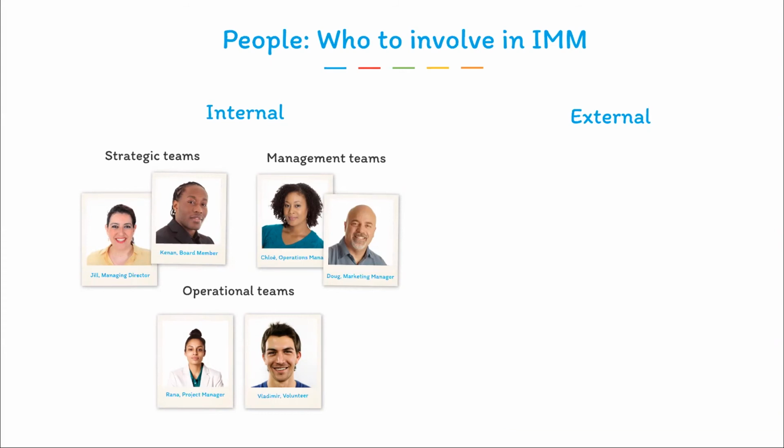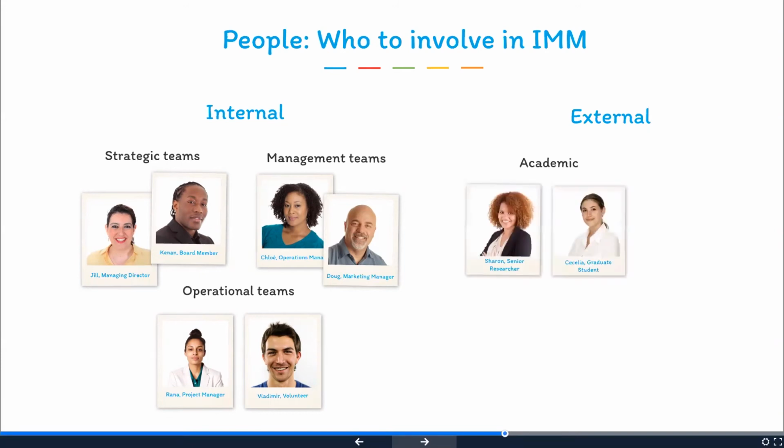But then we've got external people who can also be involved in your impact measurement and management. So that may be academic perspective people. So for example, a researcher or a master's student within a university context and setting, they may have some intersection with your area of work. They may have an interest, they may be doing their masters on that topic. Now, we've actually produced a guide on how to work with academia in this sense.